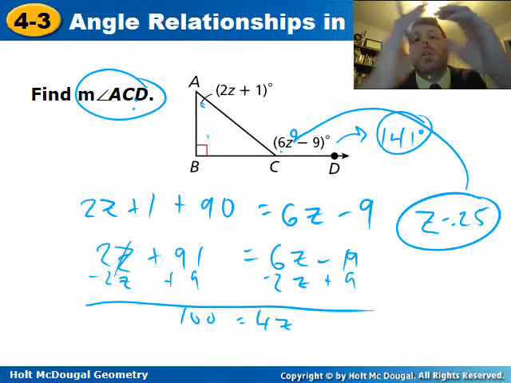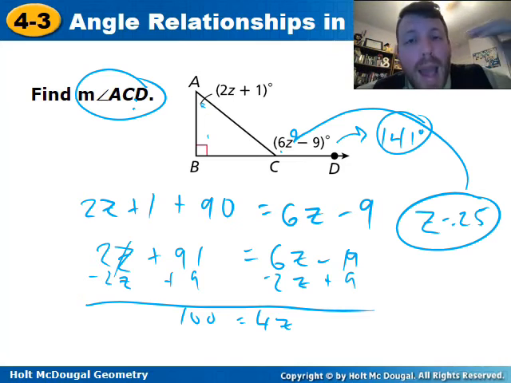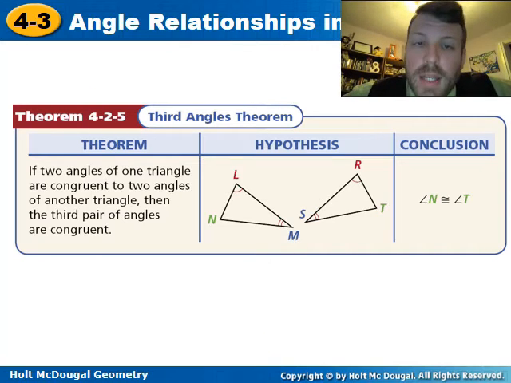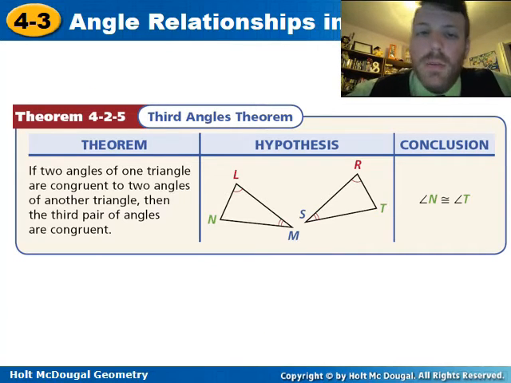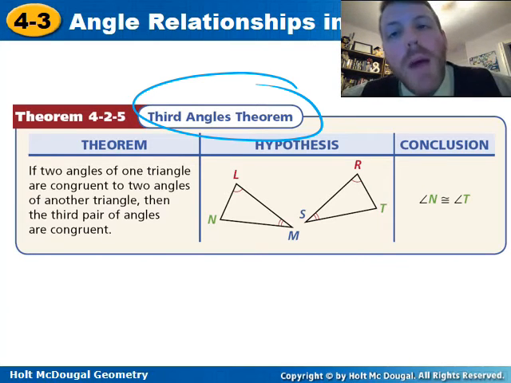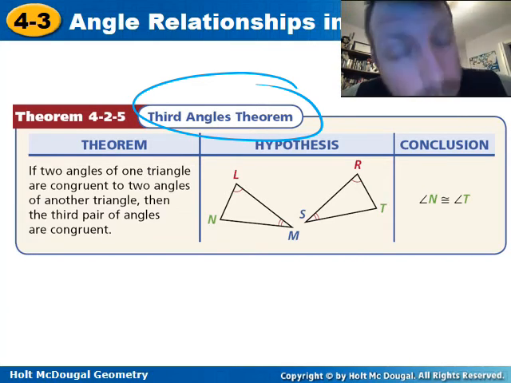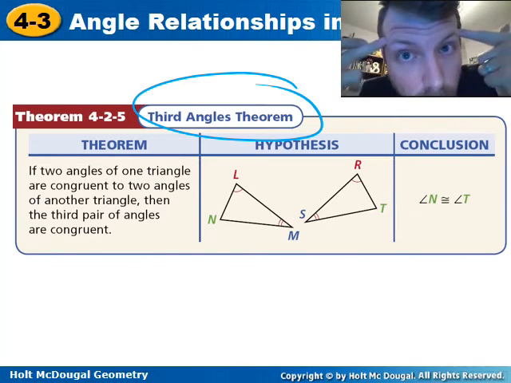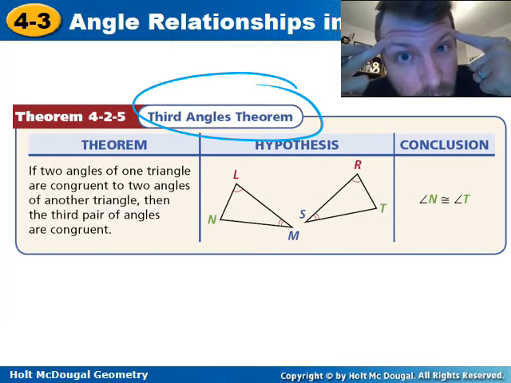So basically, you need to make sure that you understand that I'm adding the two remote interior angles to equal the outside angle. All right, last but not least, a very easy theorem is the third angles theorem. We're going to need to remember this one. You need to chalk it up and remember it. Put it in here, right here, right here.